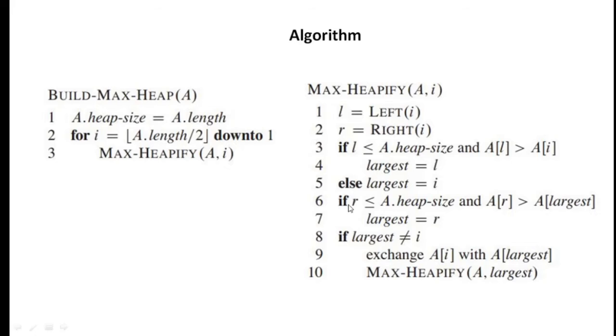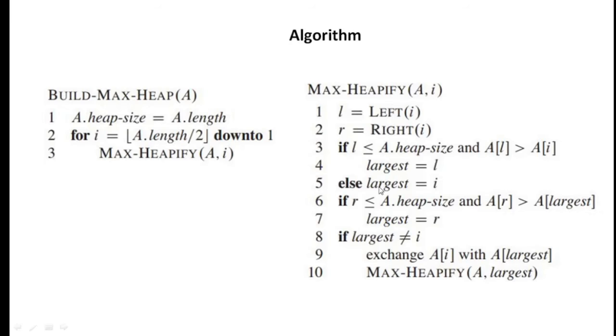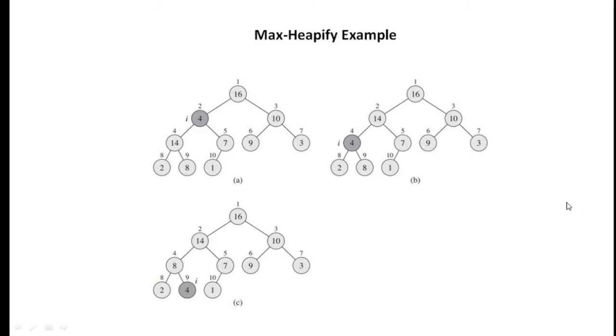Now R will be compared. If R is lesser than or equal to A.heap-size, this will be satisfied, because R is 5 here, and 5 is lesser than or equal to 10. A.heap-size is 10 and R is 5. Now we check whether R is greater than largest. Largest is 14, at index 4. So R will be compared with 14. Is R greater than largest? No, it is not.